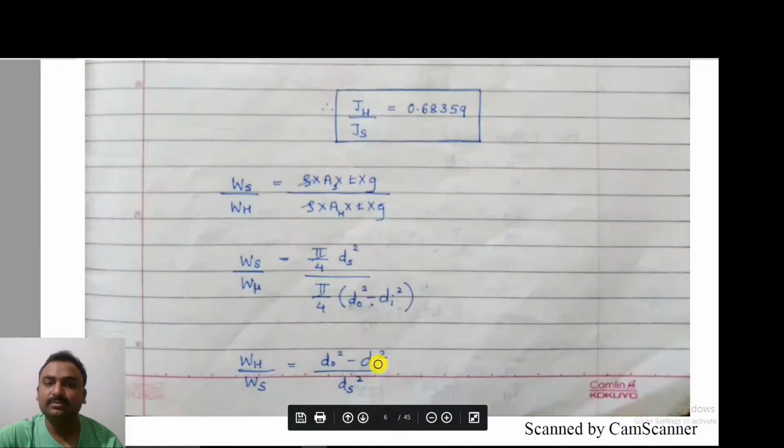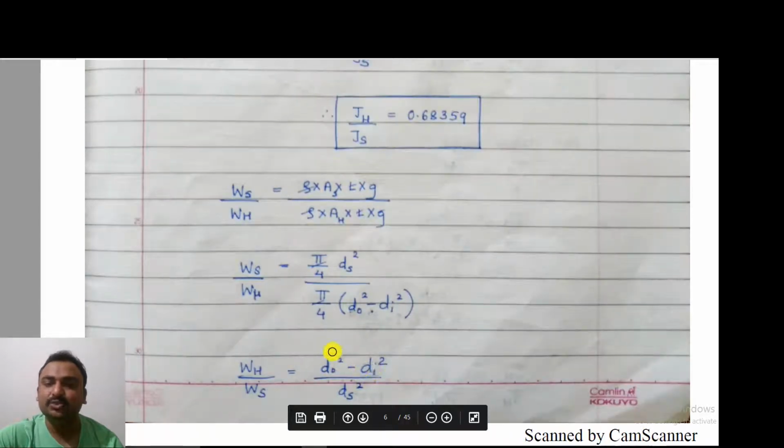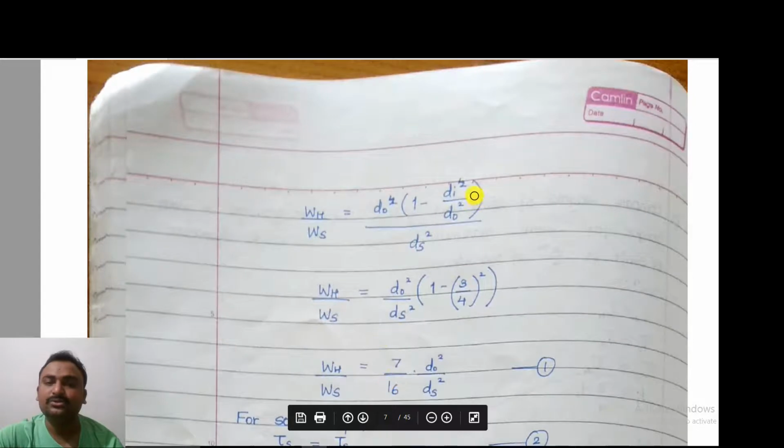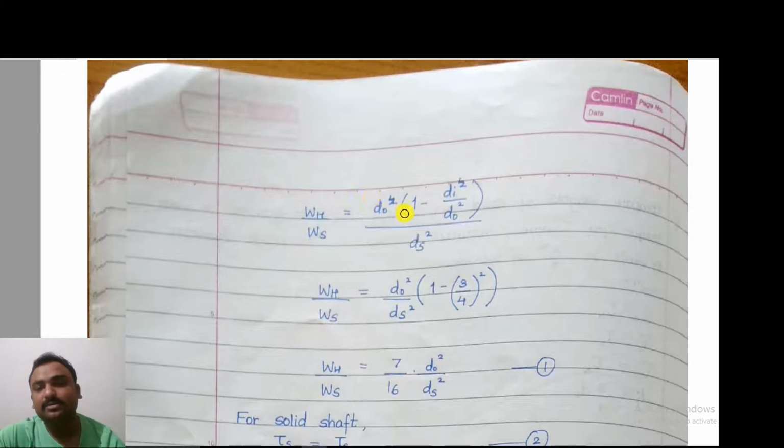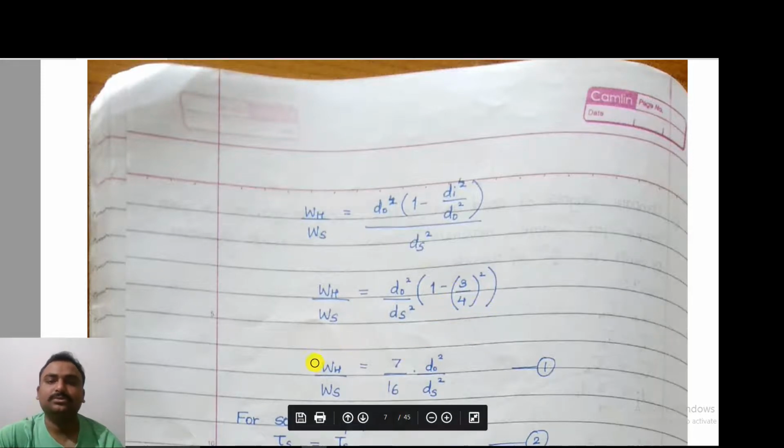Okay, so just take do outside. From this equation we can take do outside, so do square into 1 minus di square upon do square, upon ds square. We know that di upon do is 3/4, so 1 minus (3/4) square. So weight of the hollow shaft upon weight of the solid shaft will be 7/16 do square divided by ds square. That will be your first equation.